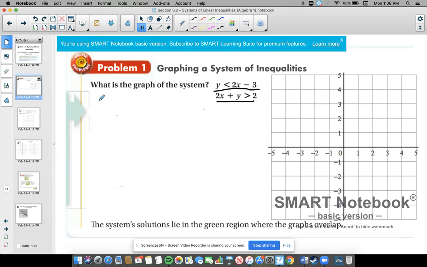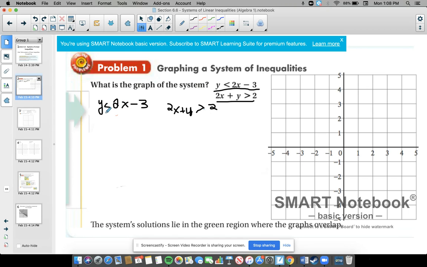Basically what we're going to do is set it up as 2 separate problems. y is less than 2x minus 3 and 2x plus y is greater than 2. So now we just go through and do it 2 separate times.